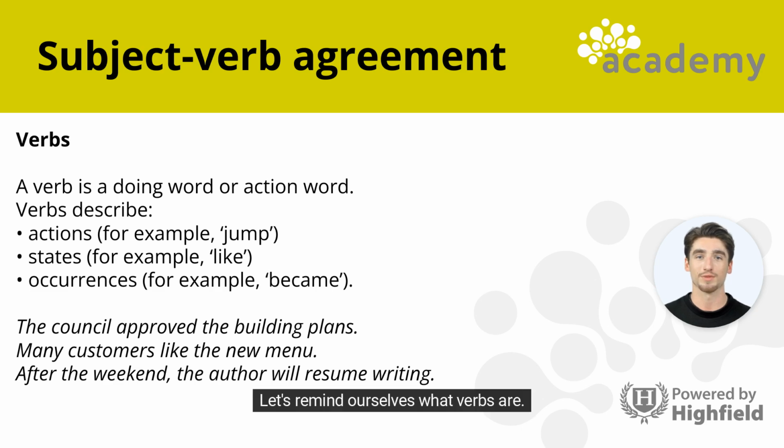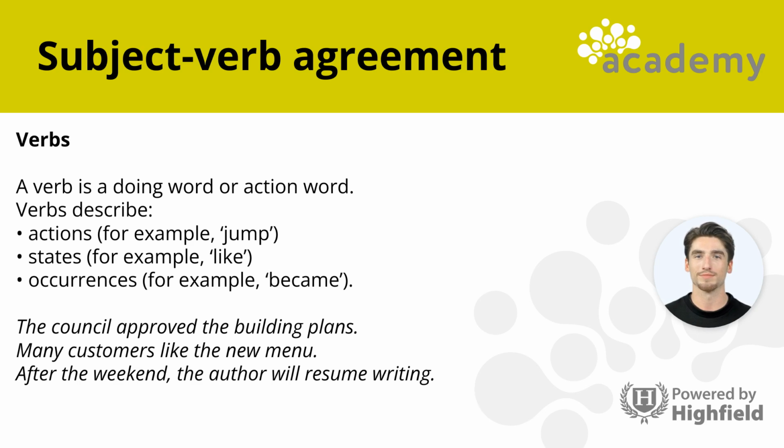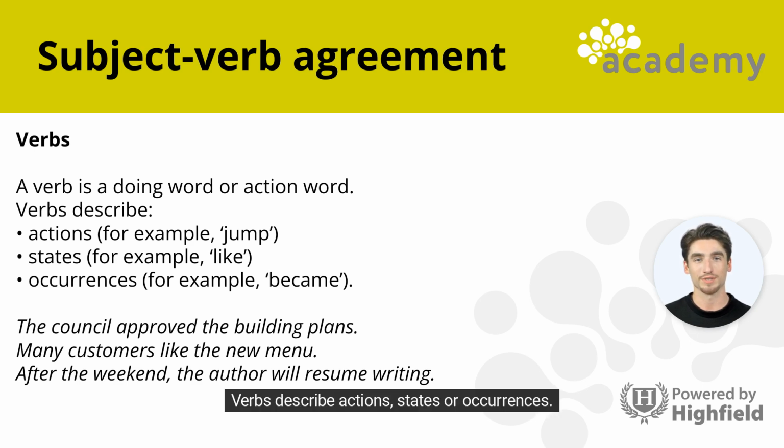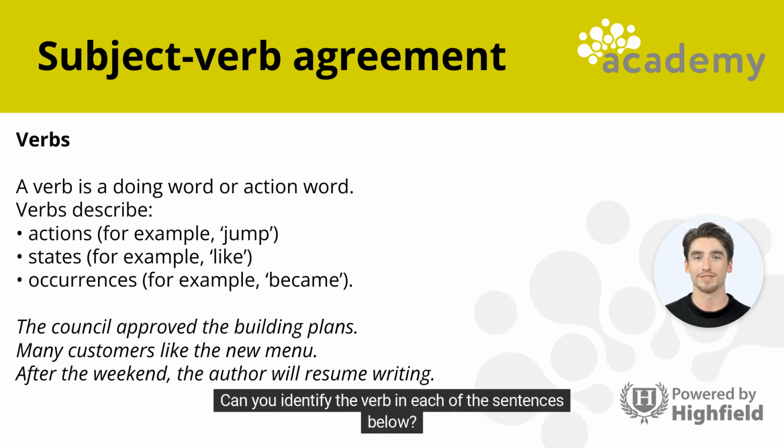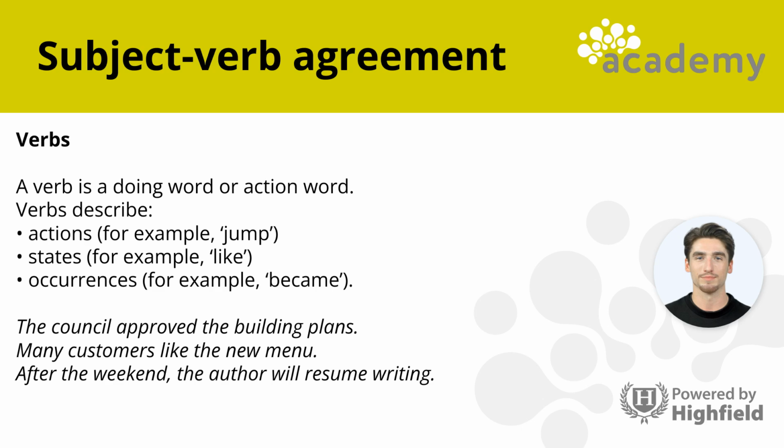Let's remind ourselves what verbs are. A verb is a doing or action word. Verbs describe actions, states, or occurrences. For example, jump, write, like, became, worried, or analyze. Can you identify the verb in each of the sentences below? Pause the video, then press play to continue.